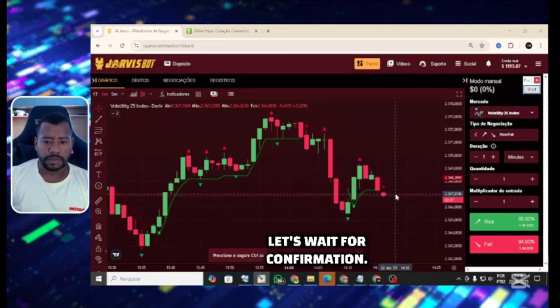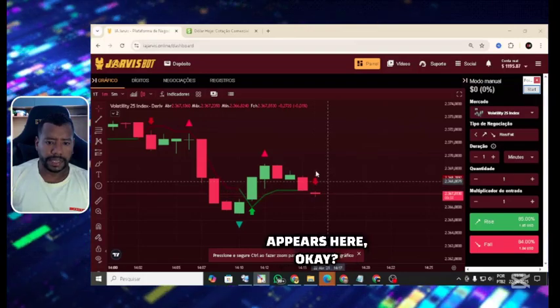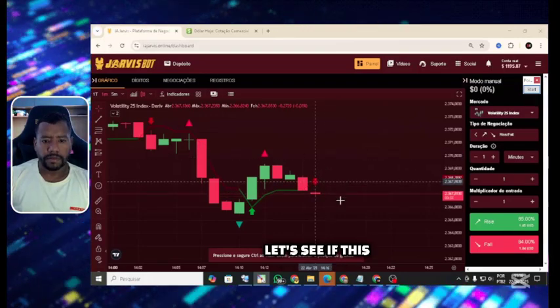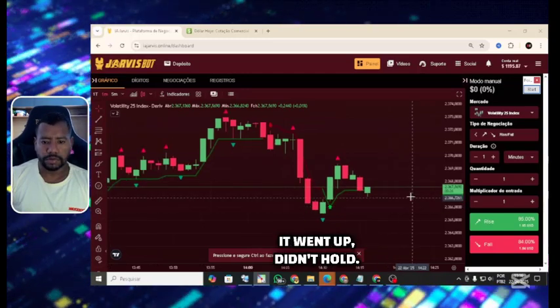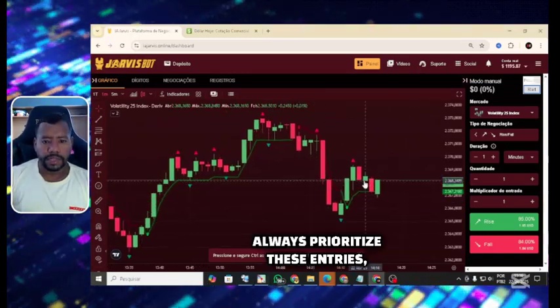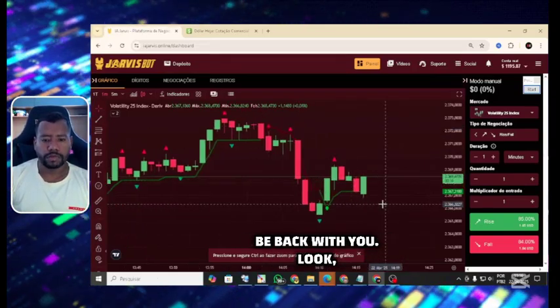Wait for confirmation. This is the most confluent confirmation, see? When this arrow appears here, okay? Let's see if this candle, 30 seconds left, if it'll maintain. Oh, it went up, didn't hold. Always prioritize these entries once again. Wait for a better opportunity and then I'll be back with you.